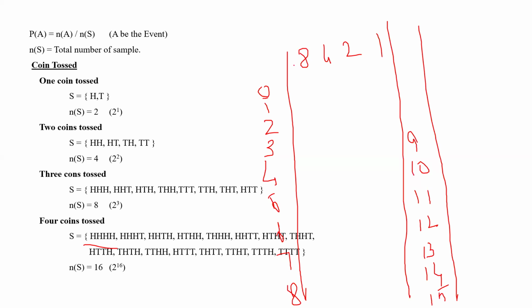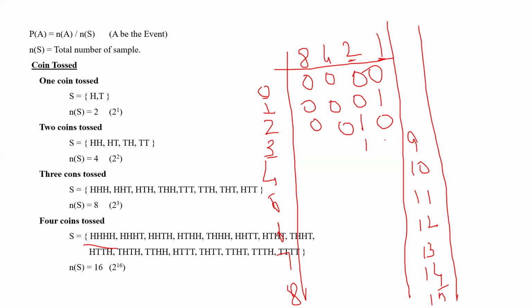First, 0 means you can write 0, 0, 0. 1 means you can write, where is 1? 1 place you can put 1, other place 0. 2 means what? 2 place you can put 1, other place 0. This is 8421 code, this is how to write it. 3 means you can put 2 plus 1. So 1, 1 you can write, other place 0. Fourth place, you can put 1, other place will be 0.